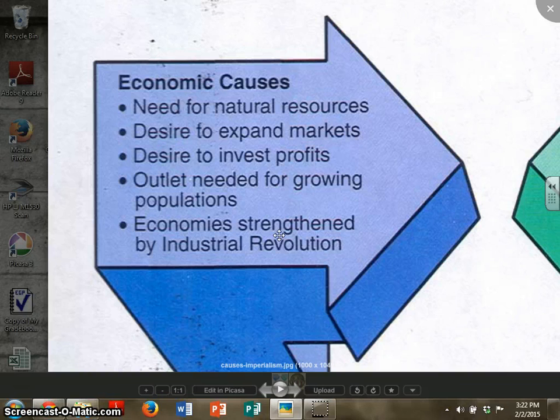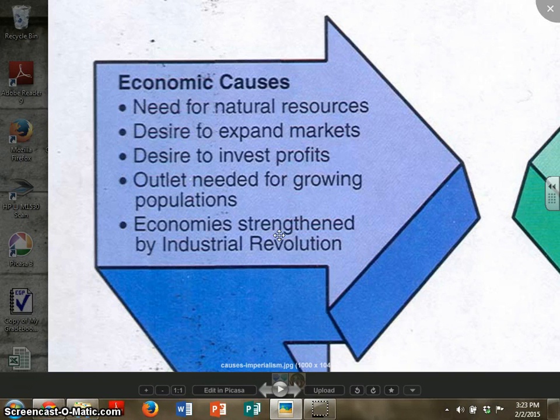They also have a desire to expand their markets, so they're making a whole bunch of items, and they want to sell it to a lot of different people to make more money. And that goes to the other one: desire to invest profits. So they want to make a lot of money, so they figure they can dump a lot of their products onto other places around the world, like in Africa or India or Latin America or Southeast Asia. Make lots of money out of it.